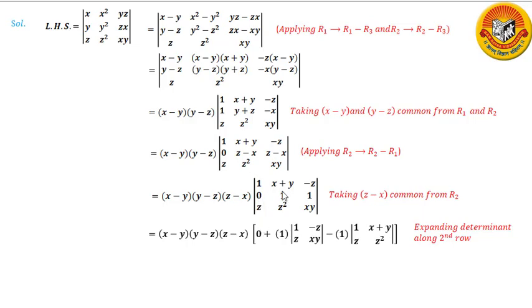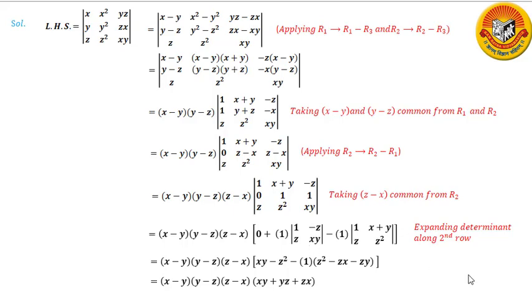Then second row, second column, so the index is 4. So I will write plus, and whatever value is here, that is 1. Then I leave this second row and second column. So I get 1 Z and minus Z XY. Then minus 1, because second row, third column, so I have minus 1, and I leave this second row and this third column. So I get 1 Z and here X plus Y and Z square. Now you know how to solve the determinant. You simplify and you get the required result.